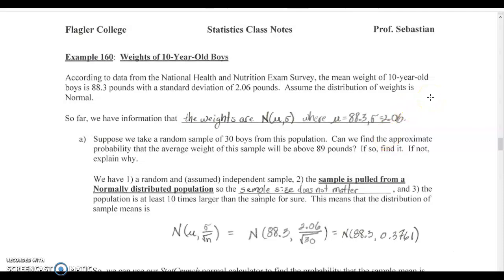Okay, everyone, welcome back to our statistics class notes. We're here in section 9.2, demonstrating how the central limit theorem for sample means works. We're on page 139. So let's look at example 160, weights of 10-year-old boys.